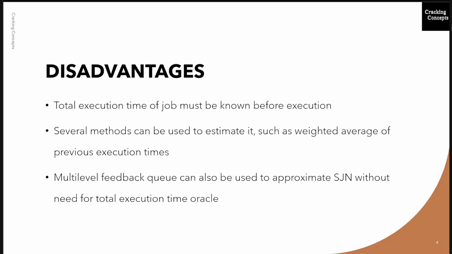The disadvantage of using shortest job next is that the total execution time of a job must be known before execution. While it is impossible to predict the execution time perfectly, several methods can be used to estimate it, such as the weighted average of previous execution times. Multi-level feedback queue can also be used to approximate SJN without the need for the total execution time oracle.